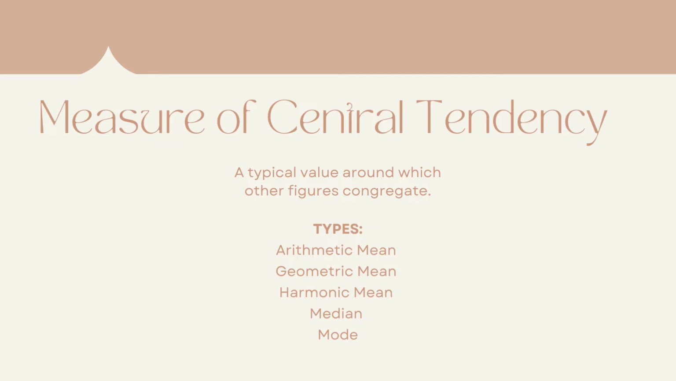Next, the measure of central tendency is a typical value around which other figures congregate. It is the number used to represent the center or middle of a set of data values. The common types include the arithmetic, geometric, harmonic mean, the median, and the mode. The three means mentioned are the three classical Pythagorean means.